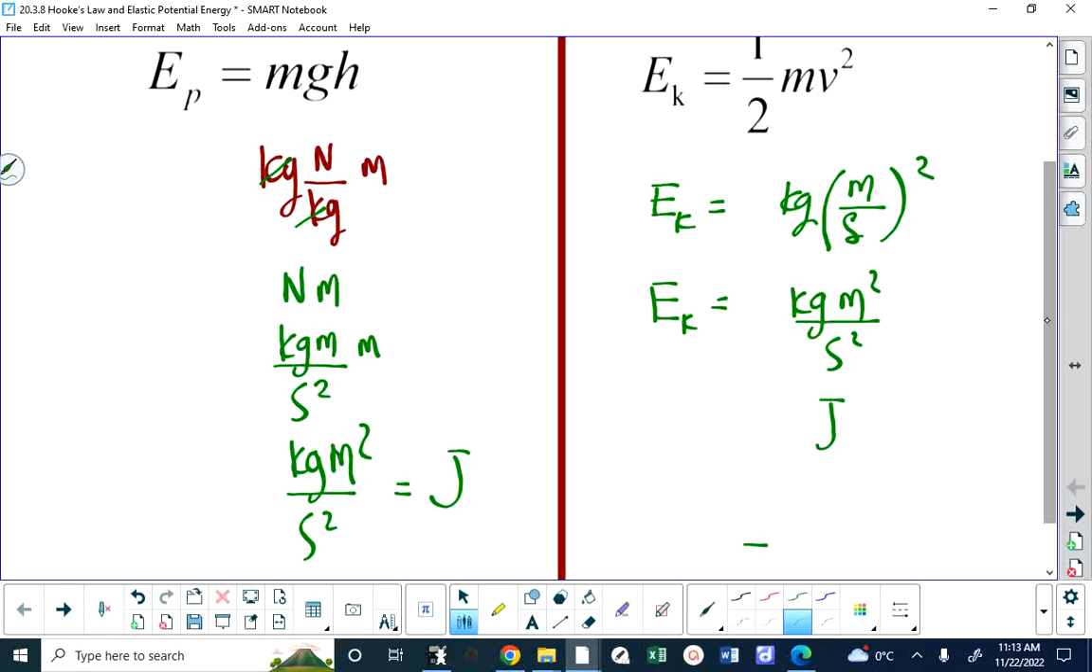You know, how important is it for you to know that a Newton is a kilogram meter per second squared and a joule is a kilogram meter squared per second squared? Pretty important in Physics 30. It shouldn't blow your mind when in your Physics 30 class they say, oh, right, and a joule is this combination of units. Any questions about that?